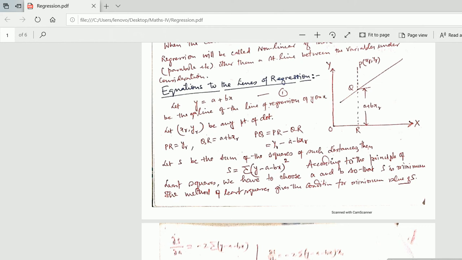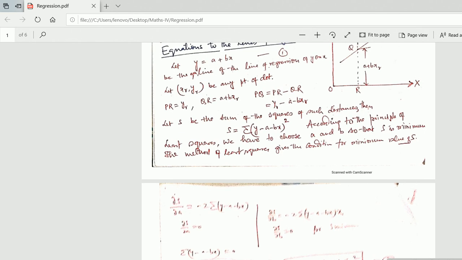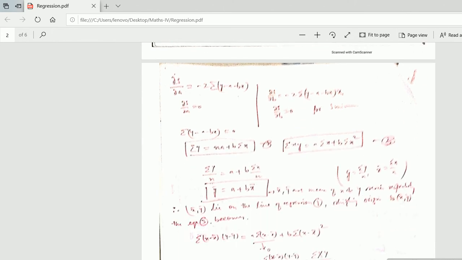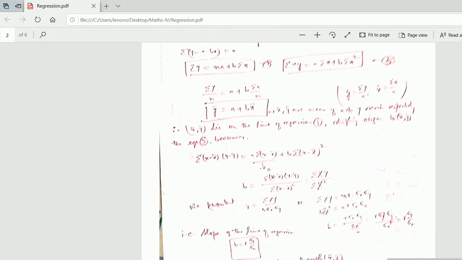Let S be the sum of the squares of such distances, then S is equal to the summation of y minus a minus bx, whole squared, according to the principle of least squares, which we studied in the last lecture. I have also given the video for this. We have to choose a and b so that S is minimum. The method of least squares gives the condition for the minimum value of S. In this way, while calculating del S by del a, del S by del b and so on, finally we get this equation.